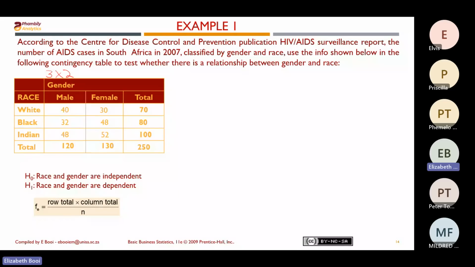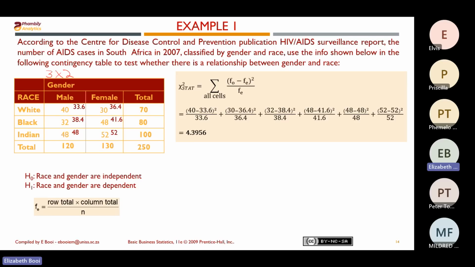Let's calculate the expected values. For 40, 70 times 120 divided by 250 gives us 33.6. For 30, 70 times 130 gives us 36.4. And we continue to calculate all of the expected values. Once we have calculated our expected values, then we can calculate our test statistic.